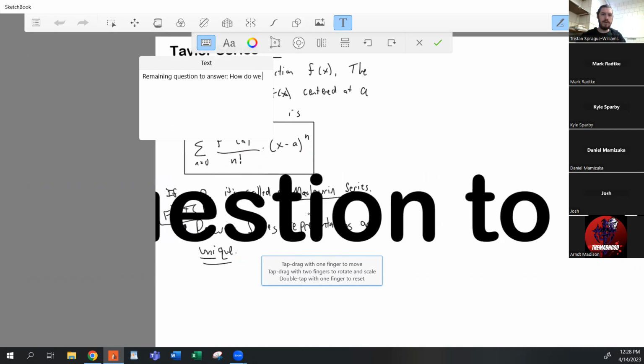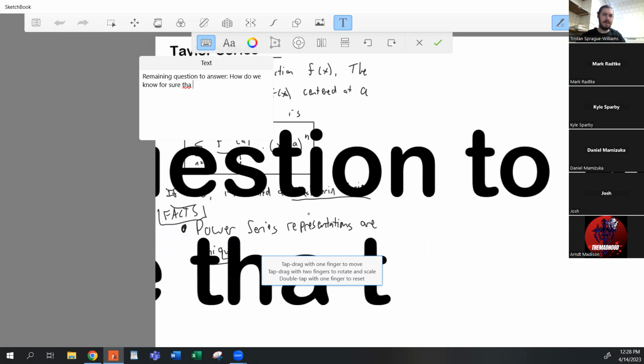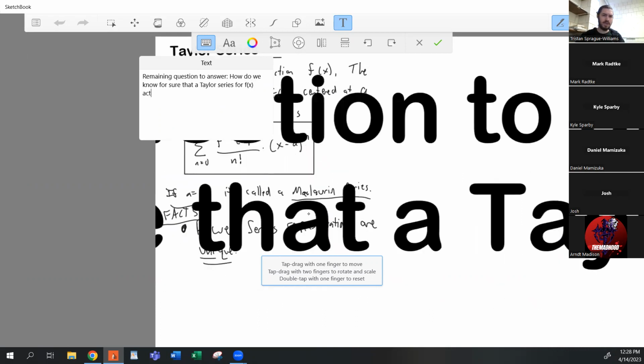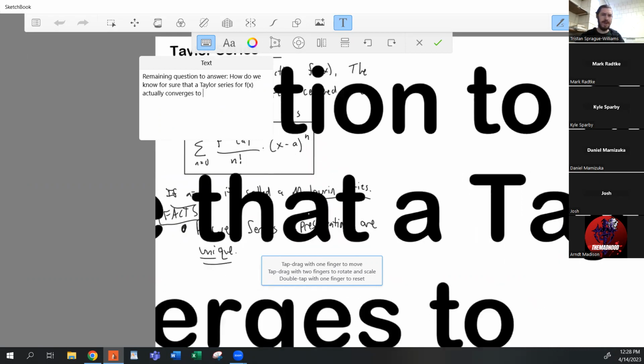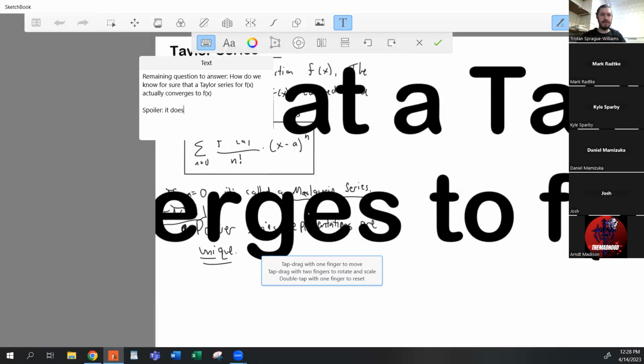How do we know for sure that a Taylor series for f actually converges to f? Spoiler, it does most of the time.